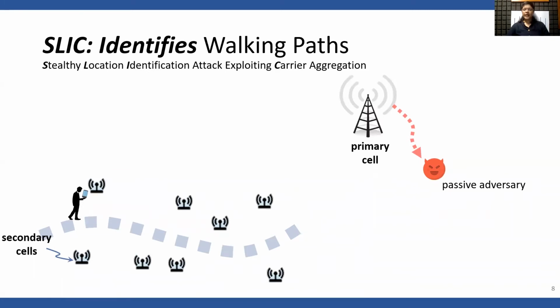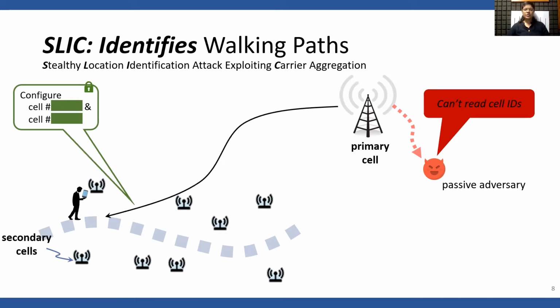To enable carrier aggregation, user equipment or UE measures the channel of the secondary cell and sends a measurement report to the primary cell. The primary cell then configures the secondary cell using the configuration message. This message is sent encrypted, so the adversary will not be able to read the cell ID assigned to the user, providing location privacy. However, the side channel gets leaked when UE has some downlink activity.